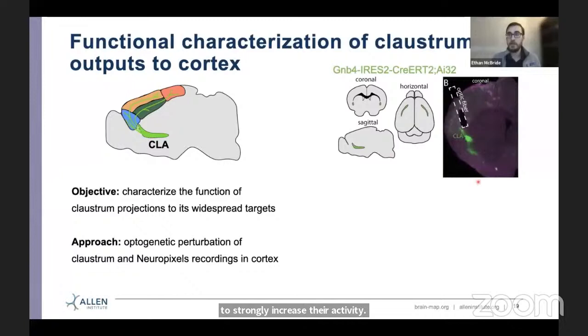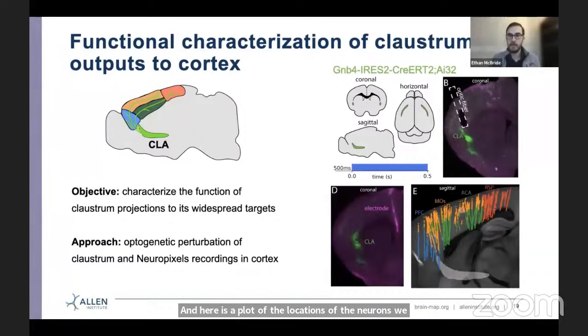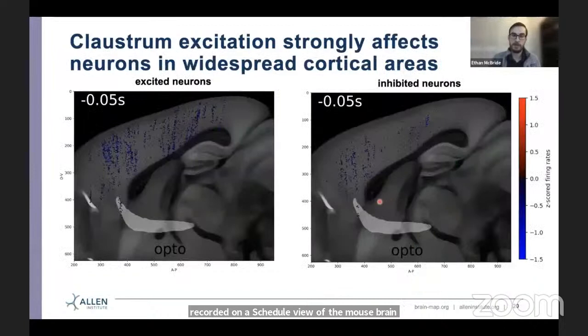We then recorded with up to 3 Neuropixels probes simultaneously while optogenetically activating the claustrum for 500 milliseconds. Here is a histology image of an example probe track. And here is a plot of the locations of the neurons we recorded on a sagittal view of the mouse brain atlas. Now I'm going to show you some movies.